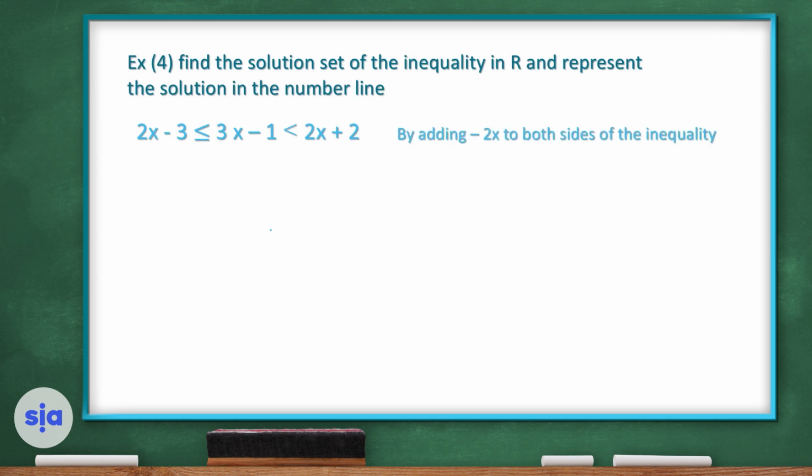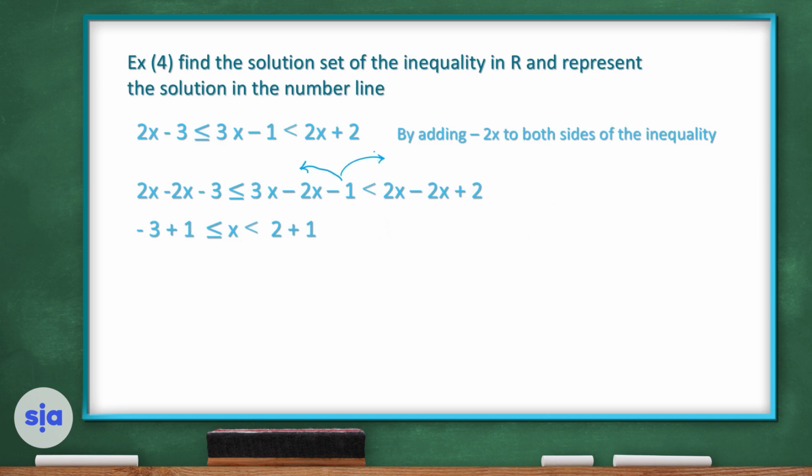As we said, by adding negative 2x to both sides of the inequality, you will have 2x minus 3 less than or equal to 2x minus 1... 2x minus 2x plus 2. The 2x minus 2x on the left side and the right side will be crossed out together, so it's negative 3. And then this negative 1 will move to both sides as a plus 1. So it will be negative 3 plus 1 less than or equal to x less than 2 plus 1. So the inequality now is negative 2 less than or equal to x less than 3.